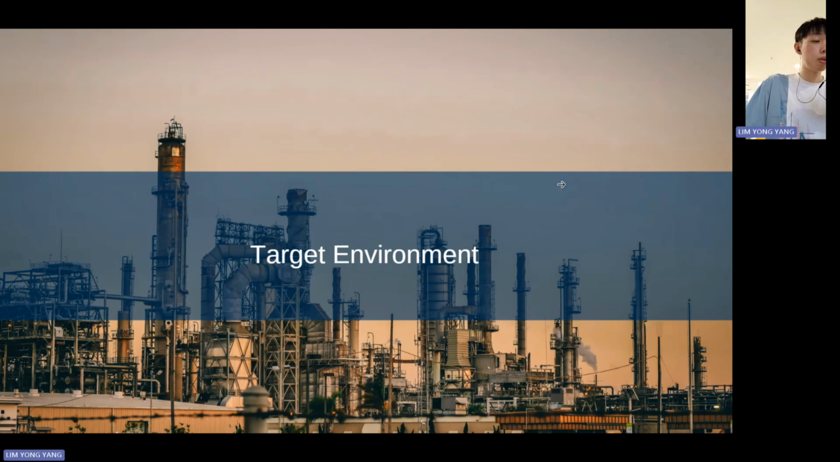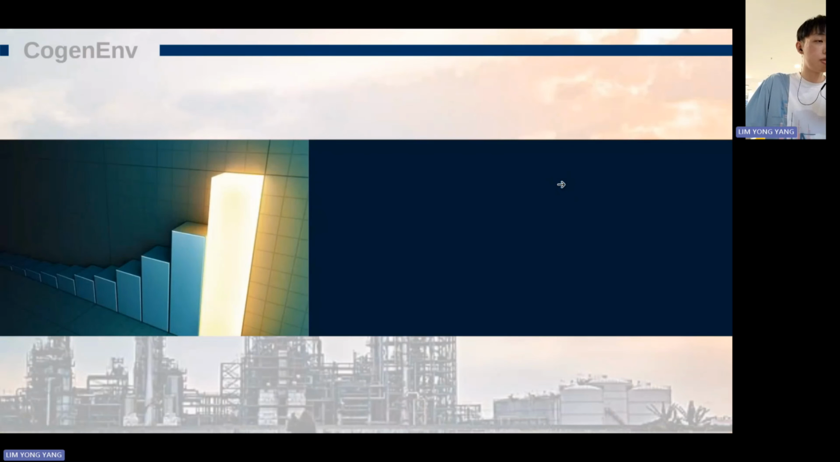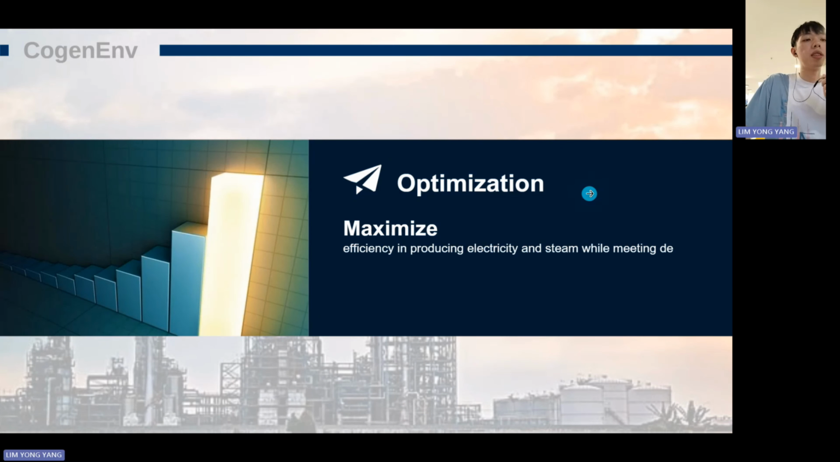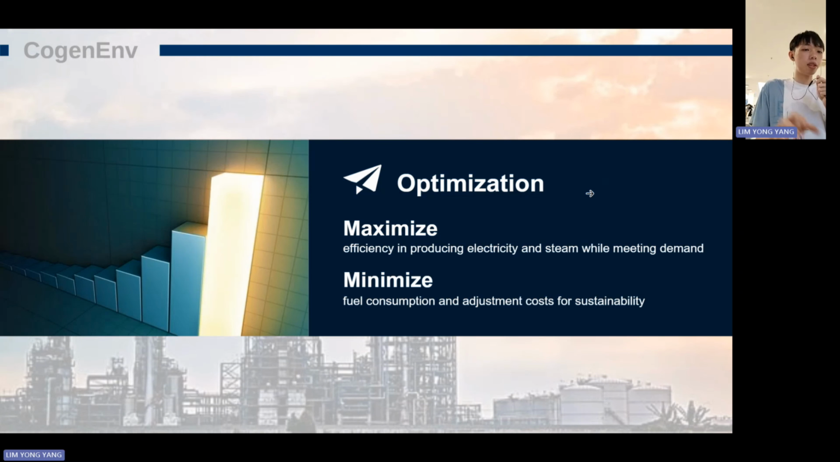Next, we're going to introduce our target environment, which is the conjoint env. In this environment, there are two things we're going to optimize. The first is to maximize the efficiency in producing electricity and steam, which are the two outcomes of this plant, with the required demand. The next is minimizing the fuel consumption and adjustment costs for sustainability. So there are two approaches we're going to optimize.